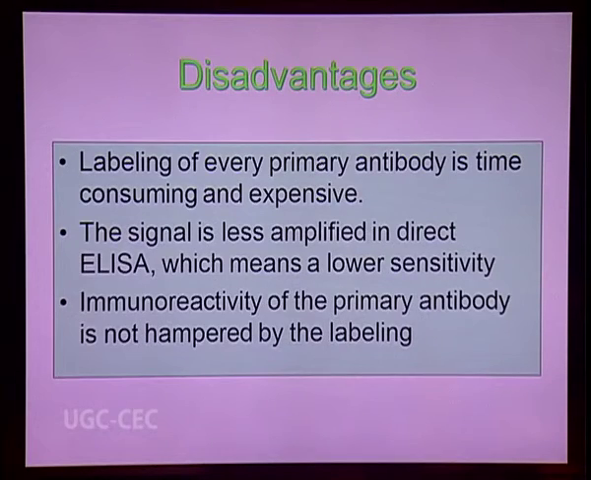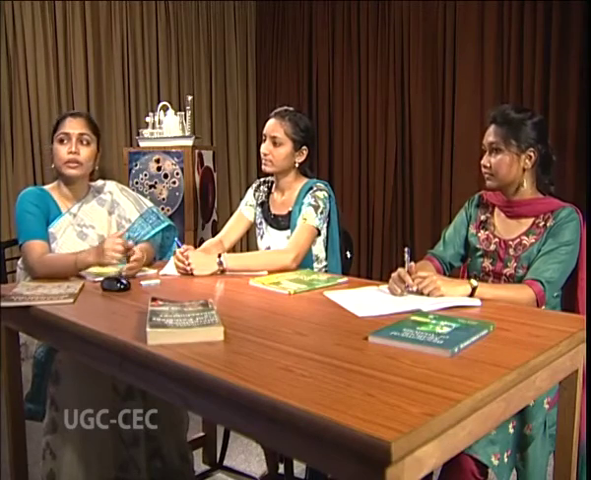Now disadvantages are also there in direct ELISA, like since the antigen is directly tagged with the primary antibody, each time we have to tag the enzyme with the primary antibody. So it is time consuming, at the same time expensive. And immunoreactivity of the primary antibody may be hampered by the labeling. The signal is less amplified in direct ELISA.